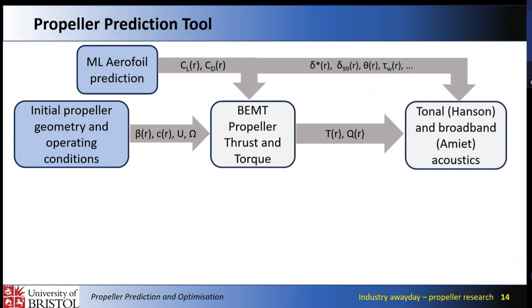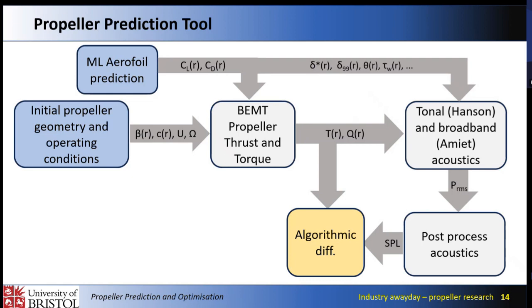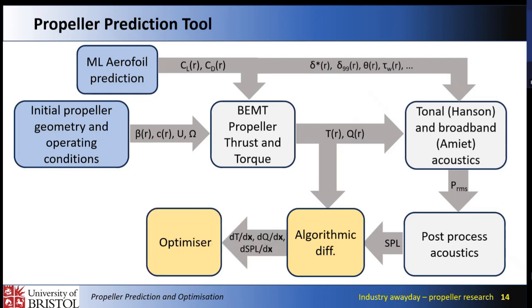So that's Hansen's method for the tone, Amiet for the broadband. And once we have the far field acoustic pressure, we can post-process that into whatever metric we like. So SPL, overall sound pressure level, maybe the dBA scale, whatever you like. And then we take that thrust, torque, and SPL, and we pass that through our algorithmic differentiation code. And that gives us the sensitivities of the thrust, torque, and SPL with respect to the initial design variables that we presented. So once we have those sensitivities, we can pass those to an optimizer, the gradient-based optimizer in this case.